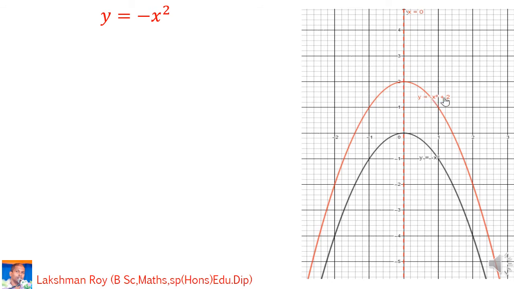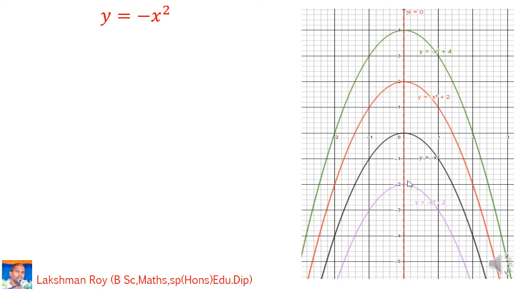2 units upward, then the equation becomes y equals negative x squared plus 2. You can see the difference. This is the maximum point. Then I moved this black colored graph, y equals negative x squared, 4 units upward, then the equation becomes y equals negative x squared plus 4. See the difference between the black colored and green colored ones.